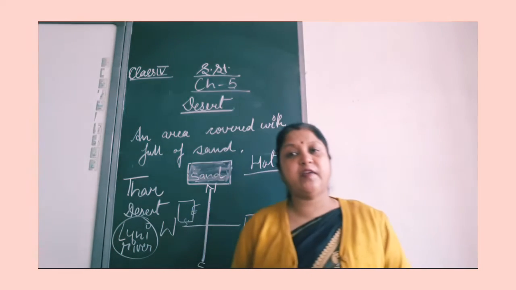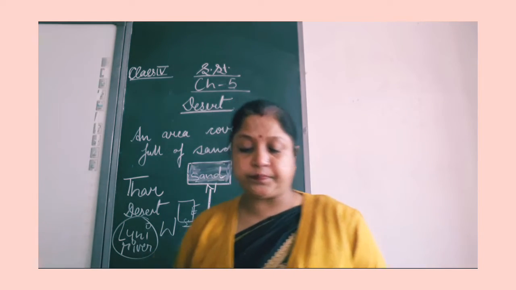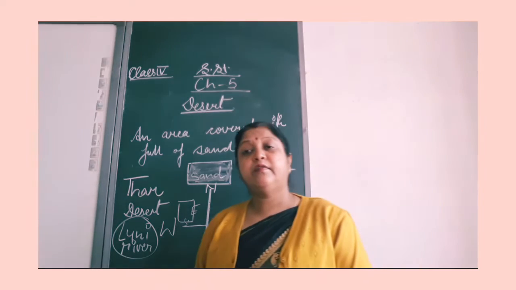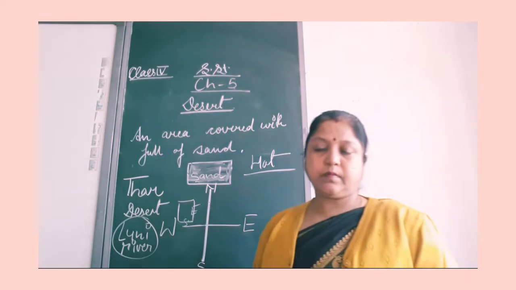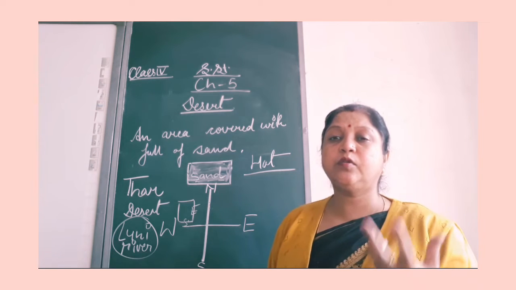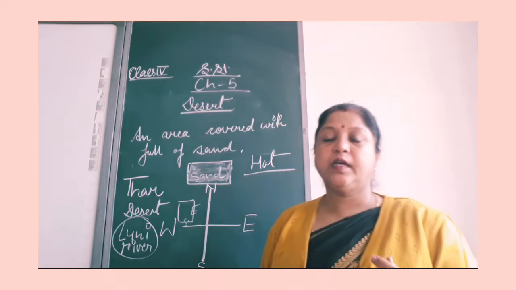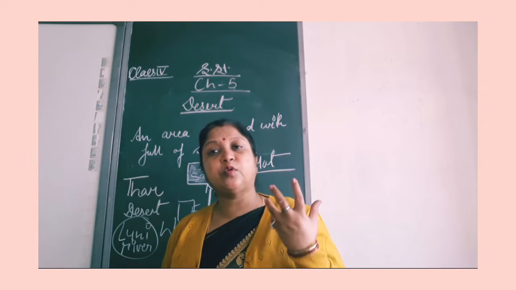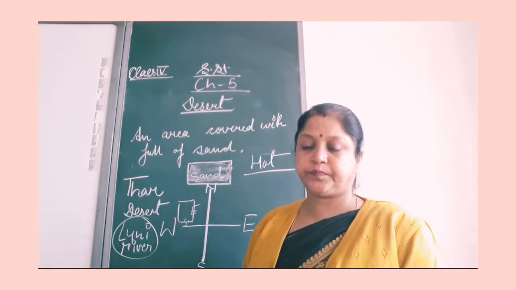The days are very hot but nights are very cool. Most of the desert area is sandy with little or no vegetation. Why? Because there is no rainfall, very little or less rainfall. That's why the area is totally sandy and there is no vegetation. Understand?